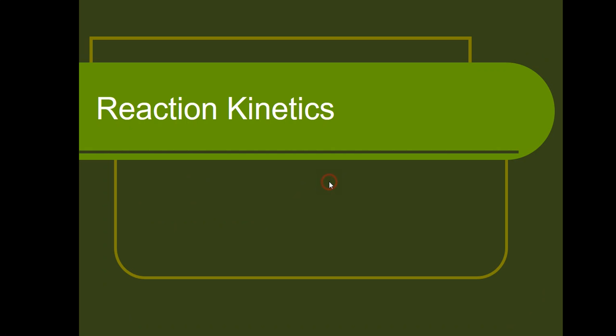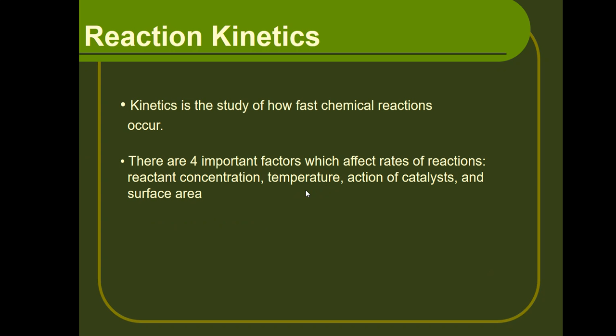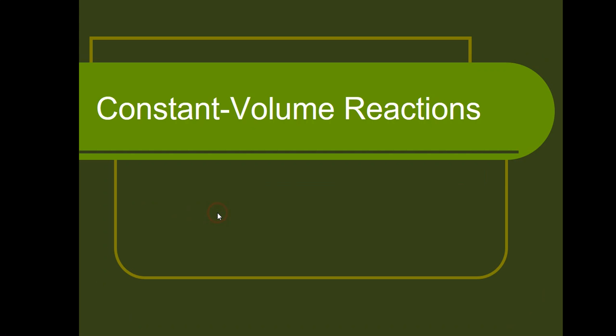So we will first discuss reaction kinetics. Now, when we speak of kinetics, it just has something to do with how fast a particular chemical reaction occurs. There are four very important factors that affect the rate of reaction. One is concentration, the other one is temperature, then we have the action of a catalyst, and the surface area in the case of solid reactions.